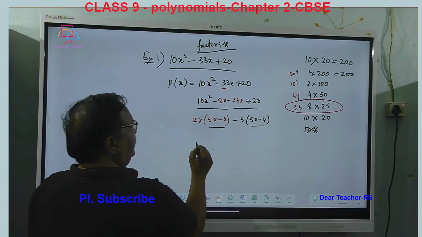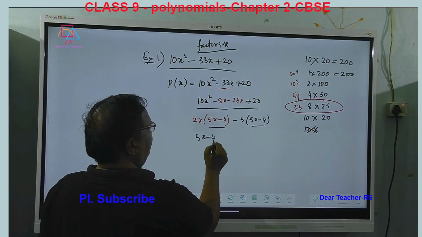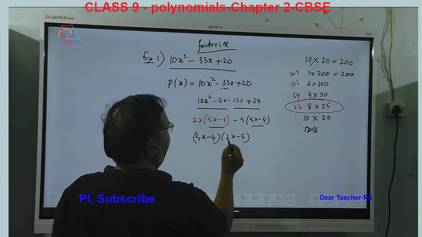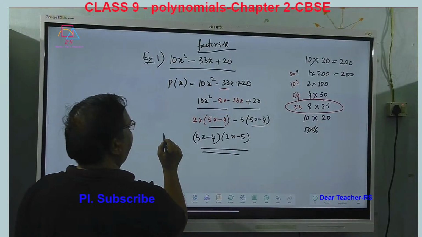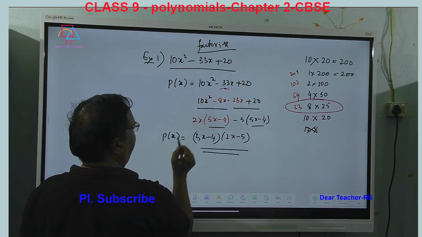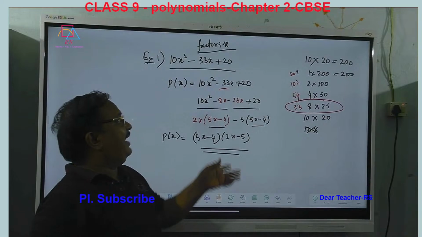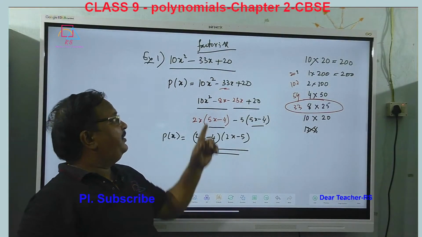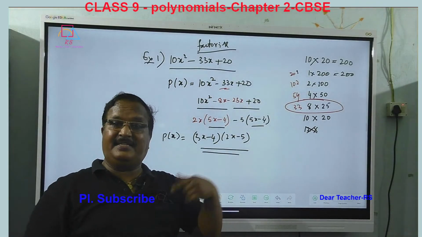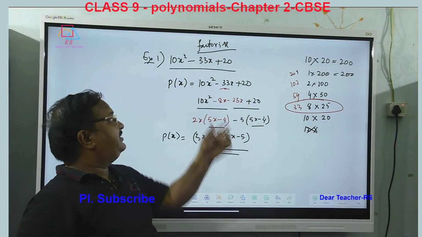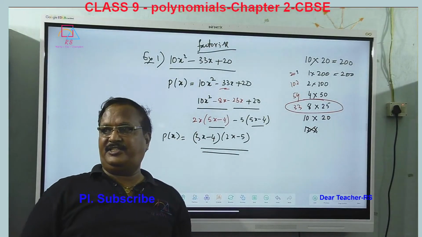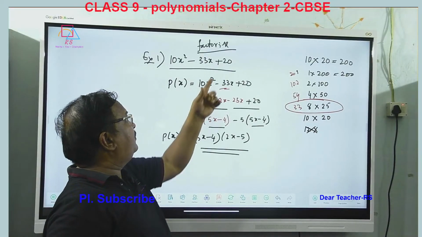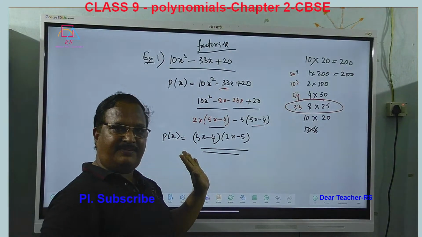So then you take 5x minus 4 and 2x minus 5. Okay. So these are the factors of p(x). Okay. This is a factorization of a polynomial. Now it's not only factorize, you find zeros also. Sometimes find zeros of this using the factorization method.